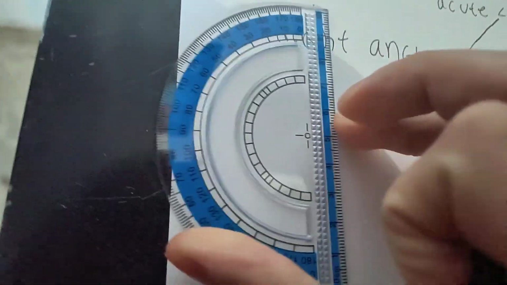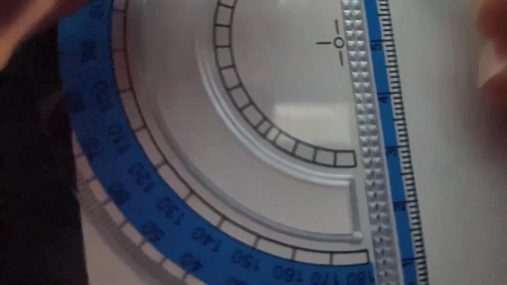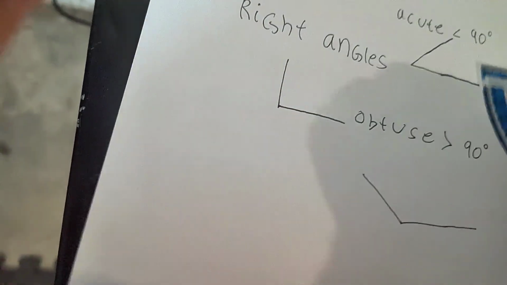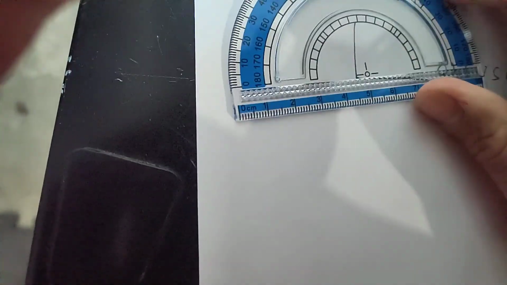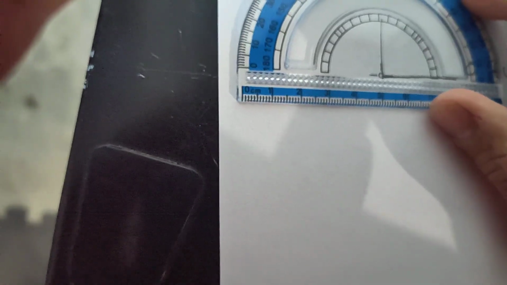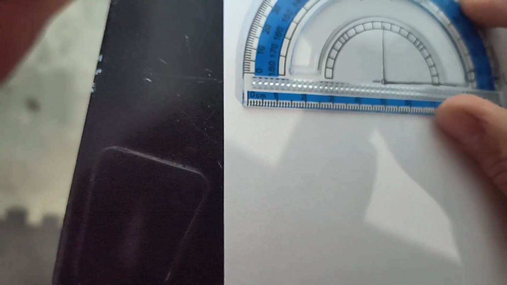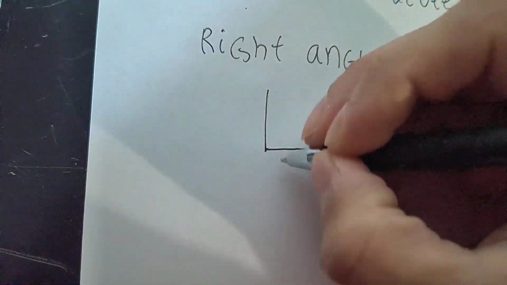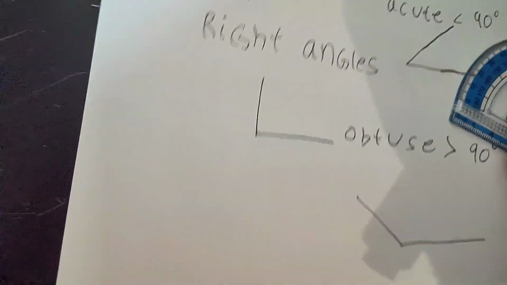The right angles are the ones that are perpendicular. They're perpendicular and they're made up of exactly 90 degrees. This angle is 90 degrees. That's what a right angle is.